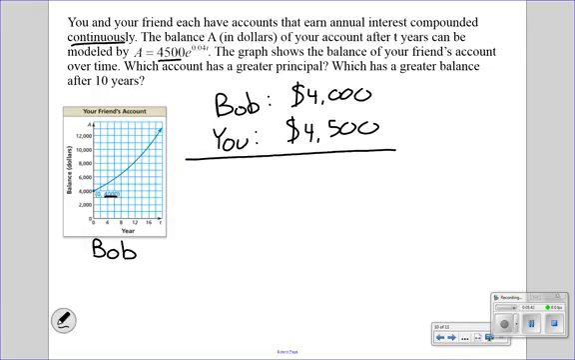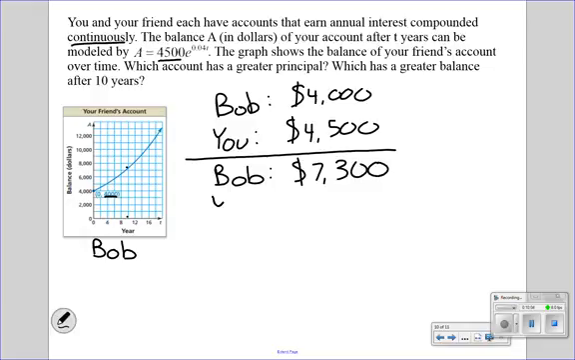The next question asks us, which has a greater balance after 10 years? So let's look at our graph to see how much money Bob has after 10 years. So at 10, we can see that he has roughly $7,300, roughly, just reading off the graph.